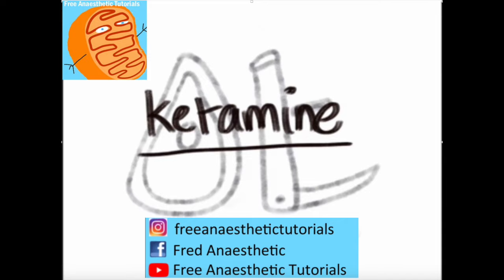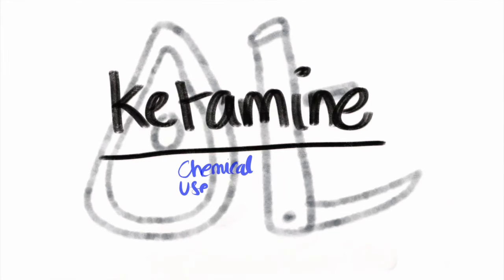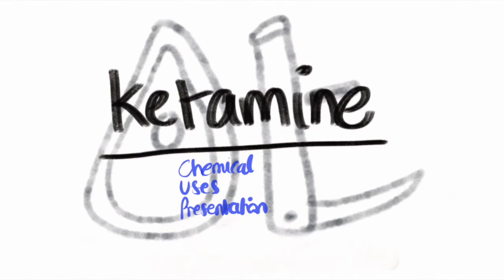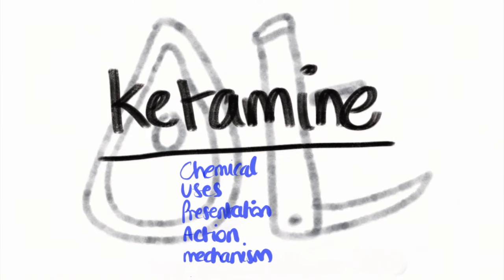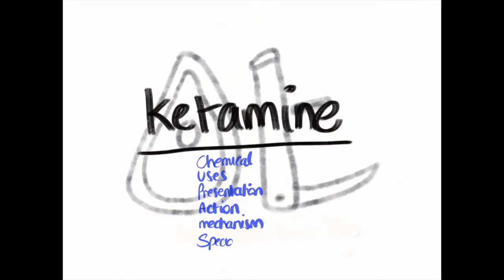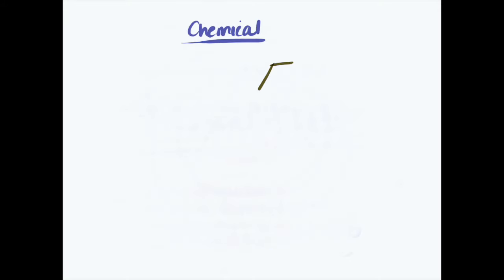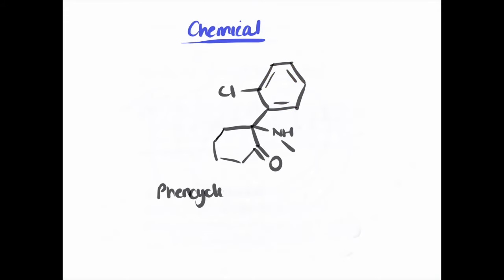As always, we will run through our standardized mnemonic for running through any drug question in the exam. We will begin with chemical, then uses, presentation and dosing, actions and mechanism, followed by pharmacodynamics, pharmacokinetics, and ending with special characteristics. Chemical. Ketamine is a phencyclidine derivative.